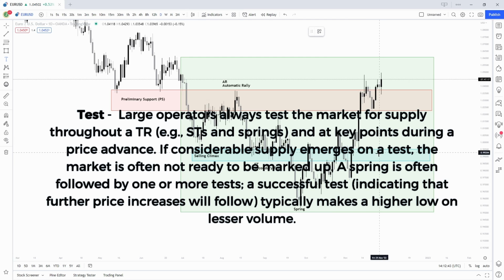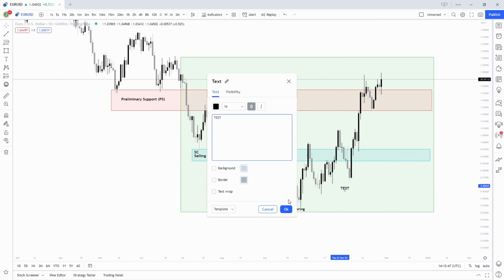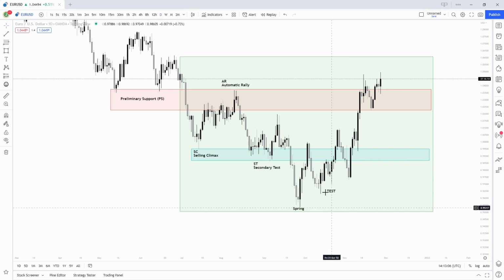So all we need to know is that a test is pretty much just representing where price, after creating the spring, has come back down to show signs that it is not wanting to move lower. It is also helping us test the supply and demand balance, because as we see, we have that move up. The institutions force price back down to test what the supply and demand balance is like in this region.